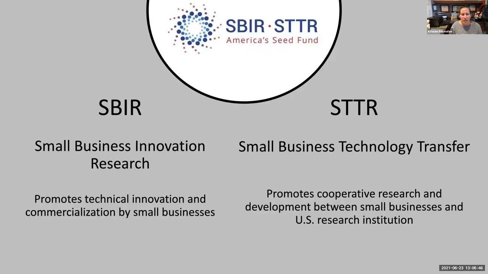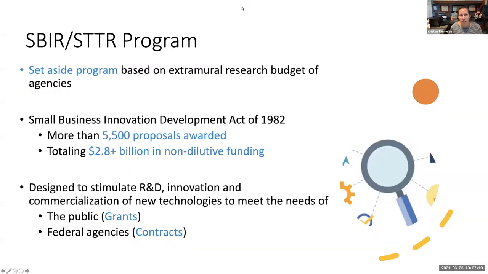All right, so let's look at the eligibility requirements. First of all, the SBIR program is the Small Business Innovation Research Program. And again, the smaller sister program is the Small Business Technology Transfer Program. They're very similar. The main difference is that SBIR was developed to promote technical innovation and commercialize that among small businesses. STTR was the same, but also in cooperation with research institutions. So that is really designed to encourage partnerships between research institutions and small businesses to move technology forward.